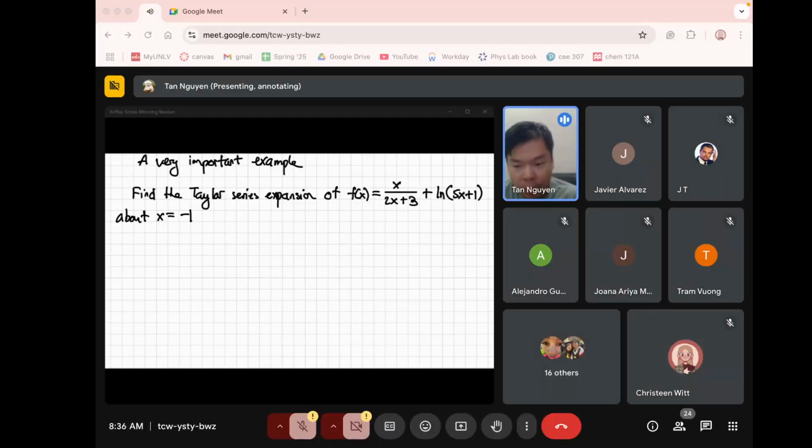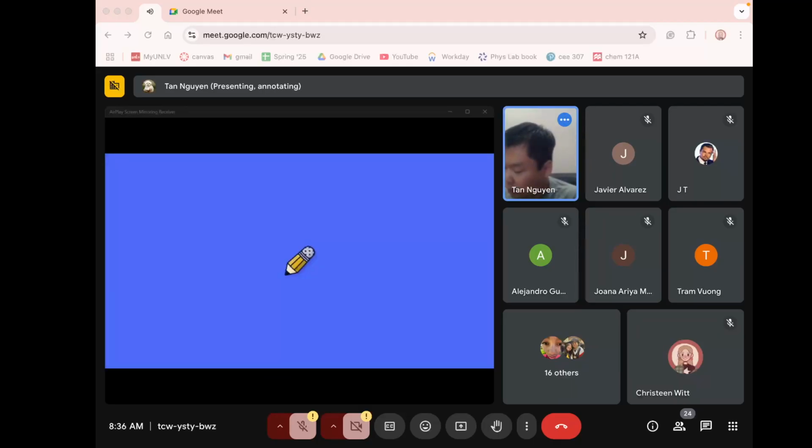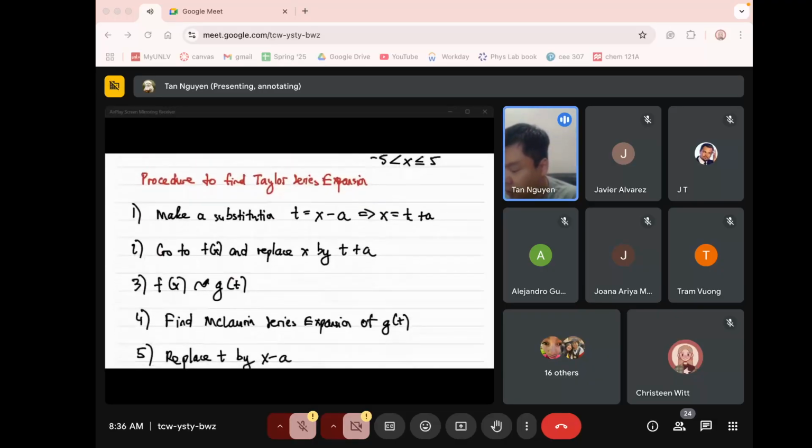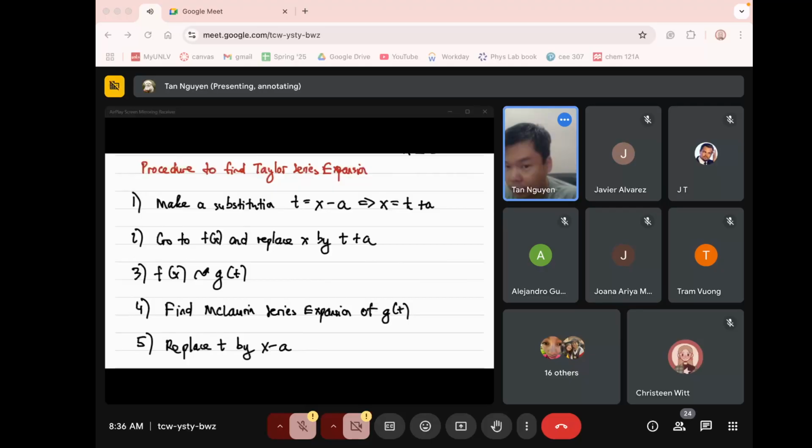I listed out all the steps from last lecture. So what's the first step? Oh, no reaction. I think I listed out all the steps, guys. I gave you this substitution procedure. What's step number one? Replace or make a substitution: t equals x minus a, right?